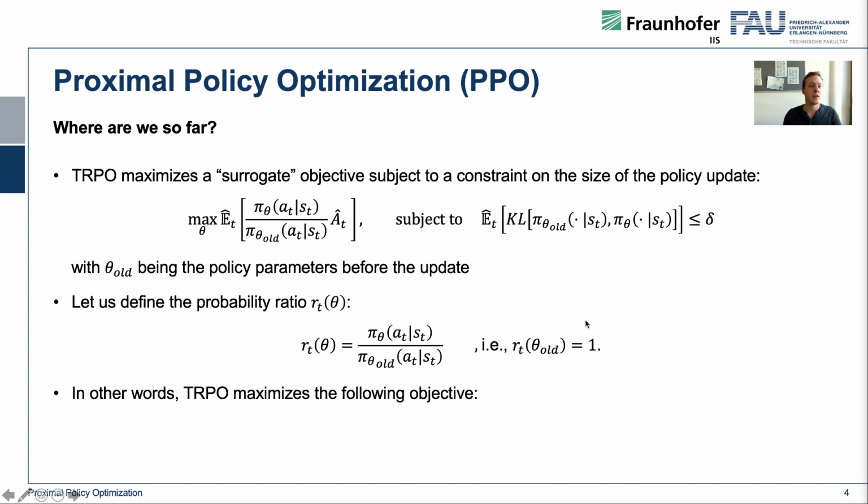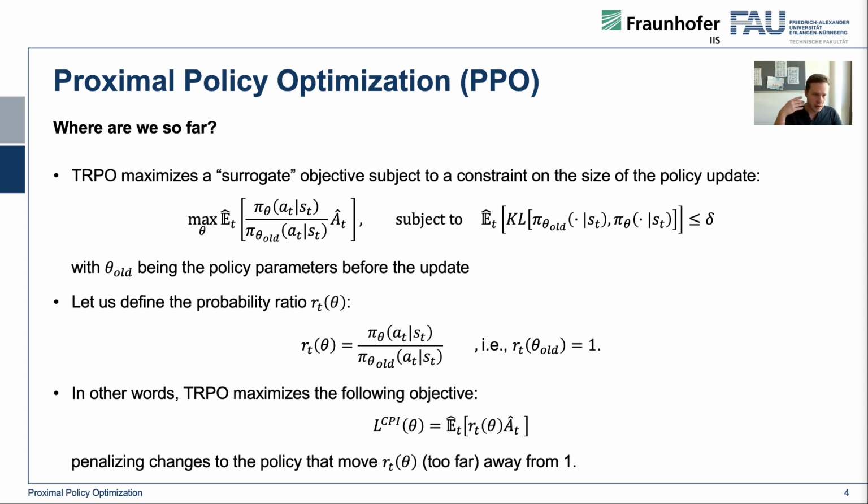In other words, what TRPO actually maximized was the following objective: we maximize the probability ratio under our policy times the advantage that we expected from these actions. We can also call this objective function L CPI, which stands for conservative policy iteration in this case.